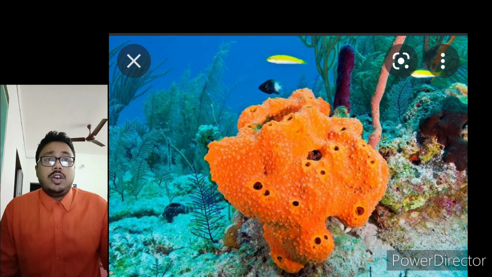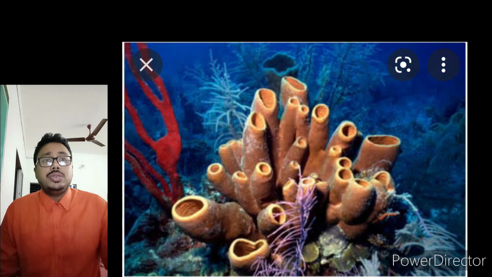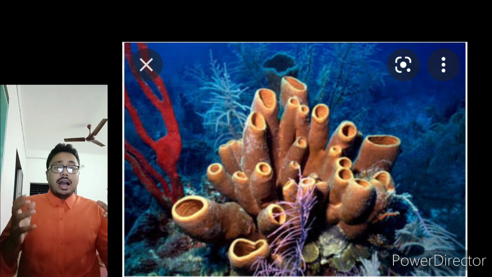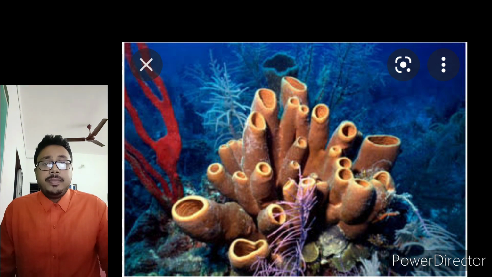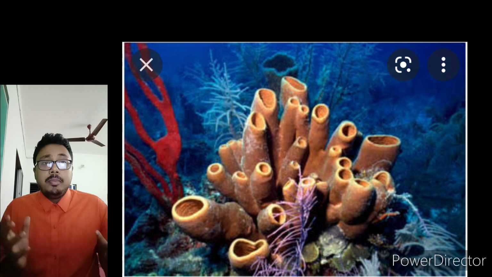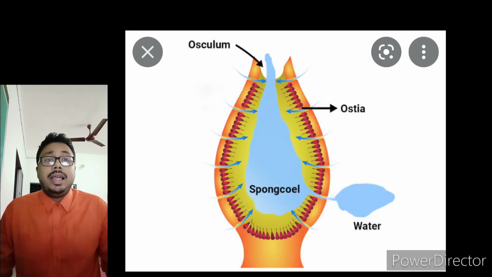Their shape is vase-shaped or cylindrical body. The body shows a cell aggregate plan. The cells are grouped together, but they do not have any tissues or organ system. The whole body doesn't work as one unit. So they are called cell aggregate plan.